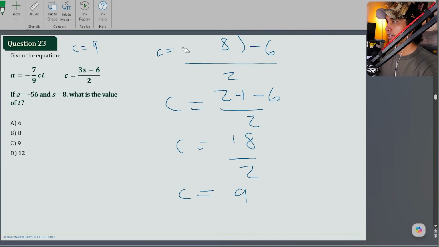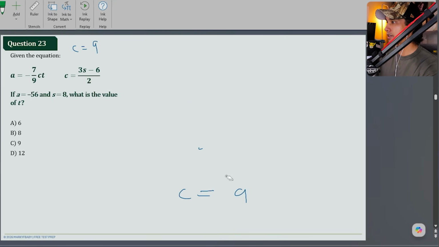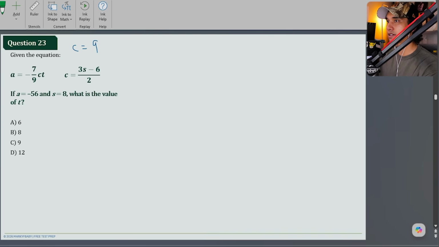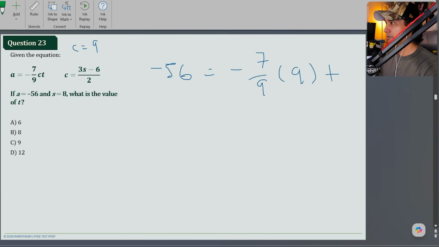And now we could plug in the values to our first equation that they gave us. Okay, they gave you two equations here, or I gave you two equations here to trip you out. But this is a test, a very similar question that you will see on the test. Okay, so A is -56 equals -7/9, and then C is 9, okay? And then we have T, okay? So the first thing I would do is multiply this 9 by -7, right?